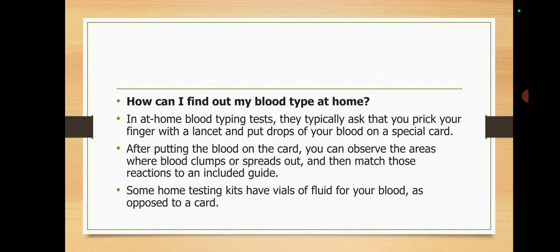How can I find out my blood type at home? In an at-home blood typing test, they typically ask that you prick your finger with a lancet and put drops of your blood on a special card. After putting the blood on the card, you can observe the areas where the blood clumps or spreads out and then match those reactions to an included guide. Some home testing kits have vials of fluid for your blood as opposed to a card.